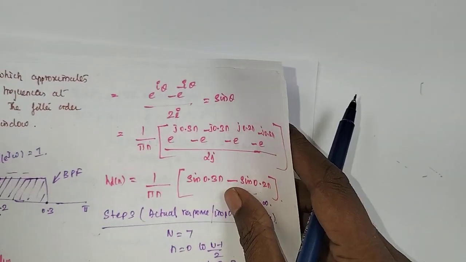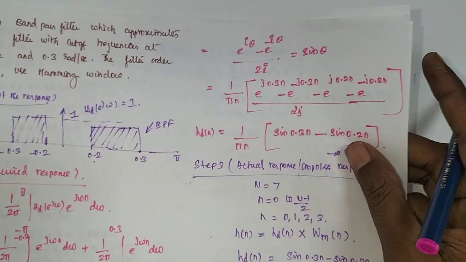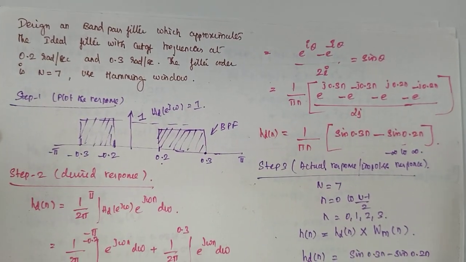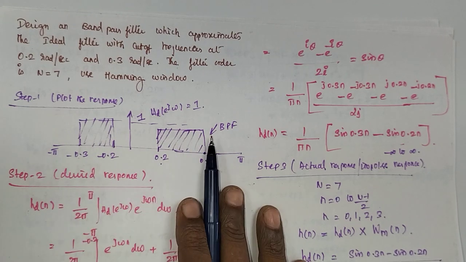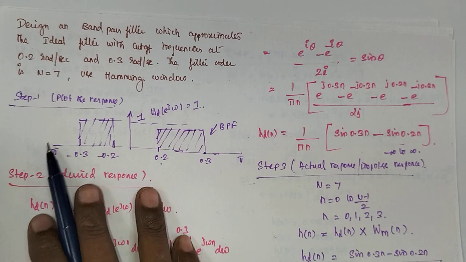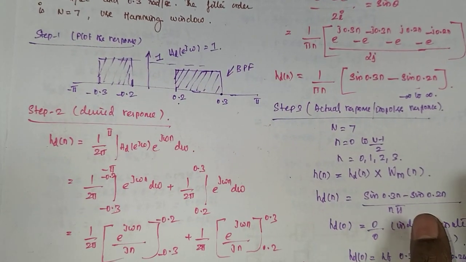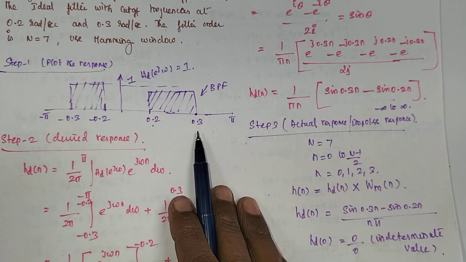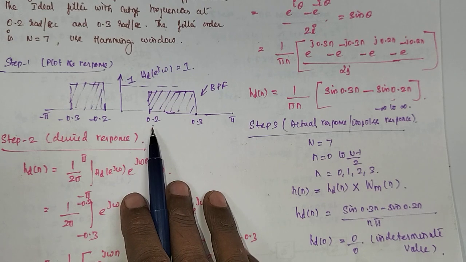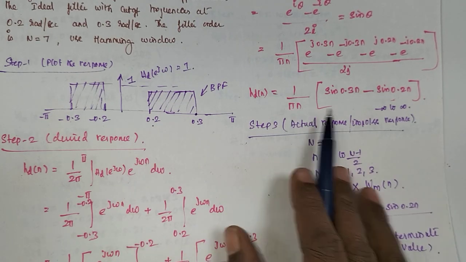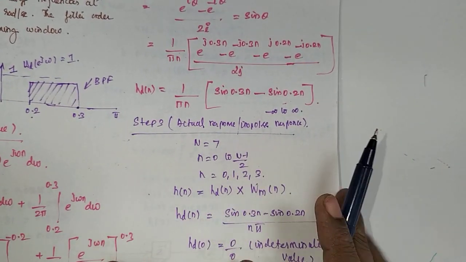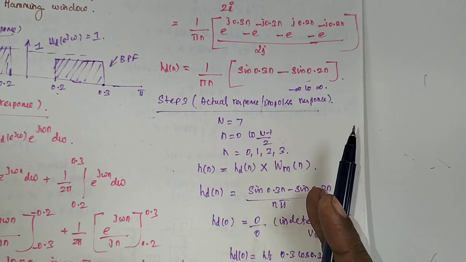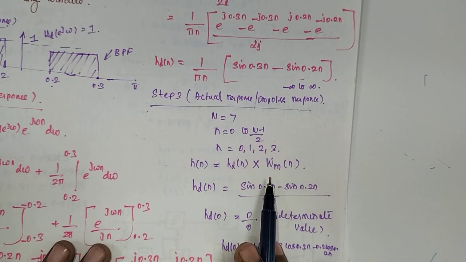Let me give an overview of the design of the FIR filter. Here the case is an ideal filter. For the ideal filter, the magnitude is equal to 1. So from the given specification, draw the plot based on the cutoff frequencies. From that, we identify that it is a bandpass filter. Then to find the desired response, take the inverse Fourier transform. After taking the inverse Fourier transform, it is very simple to find the desired response as (sin 0.3n minus sin 0.2n) divided by n pi. Next you have to find the actual response or impulse response for the given length, N equal to 7, so n is equal to 0, 1, 2, 3. To find the actual response, take a product between the desired response and the window function. The window function is a Hamming window.